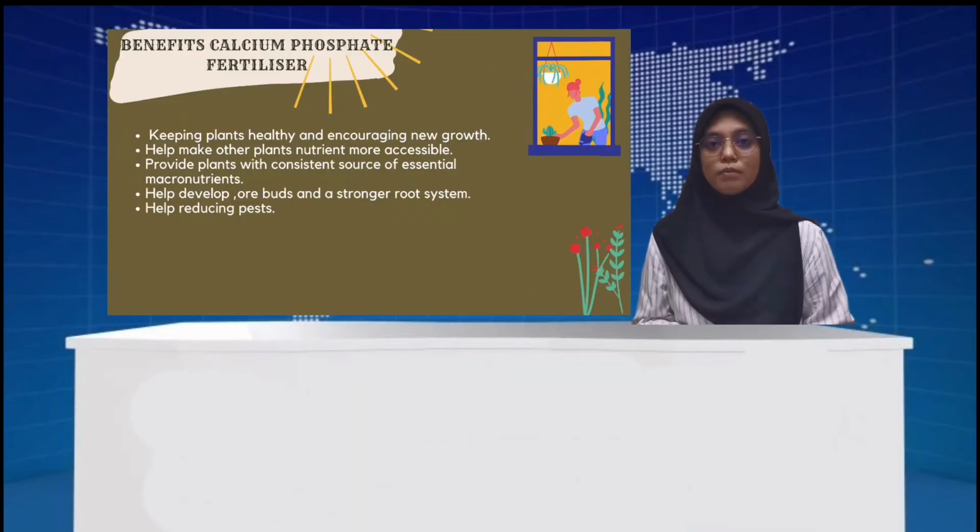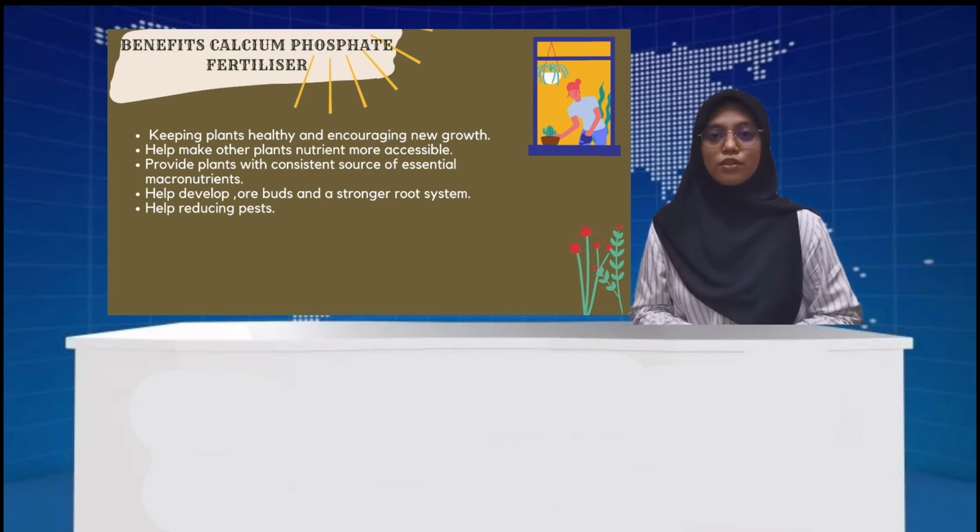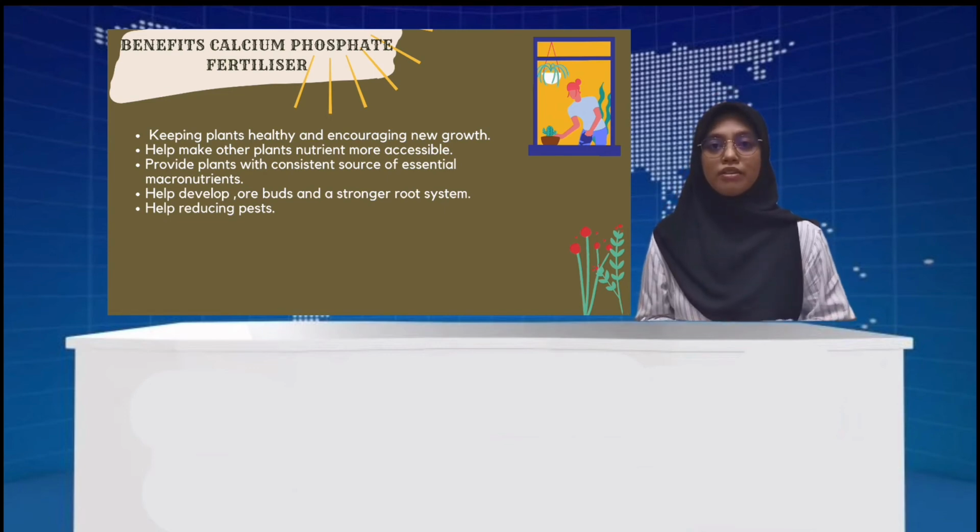Now let's take a look at the benefits of calcium phosphate as a fertilizer. Next, calcium phosphate can also help plants to absorb more nutrients. The third benefit of calcium phosphate as a fertilizer is that it can provide a consistent source of essential micronutrients. Besides, calcium phosphate also helps the development of buds and a stronger root system. Lastly, calcium phosphate can help to reduce pests on the plants. Now, I will invite Jashadia to explain about the effectiveness of calcium phosphate as a fertilizer.